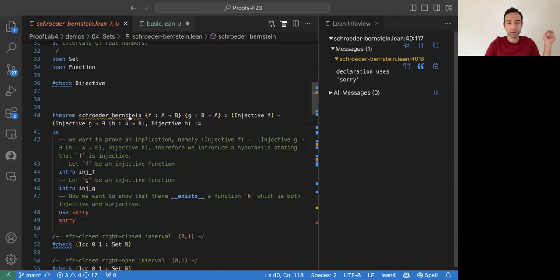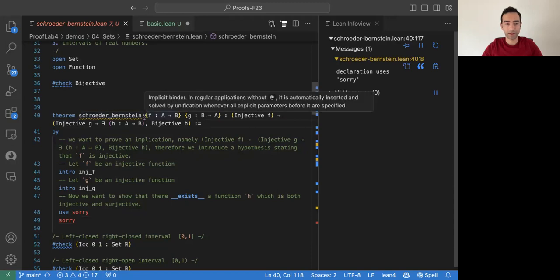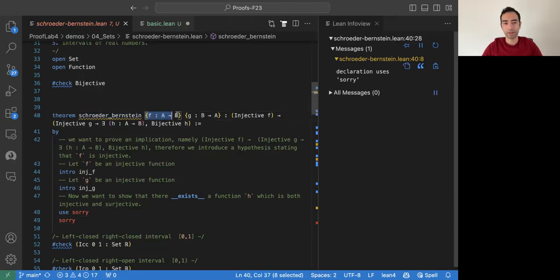So I think the code is from Tuesday, I believe. And this is how we formalized Schroeder-Bernstein. We said Schroeder-Bernstein theorem as its input takes two functions, f and g, let's say.